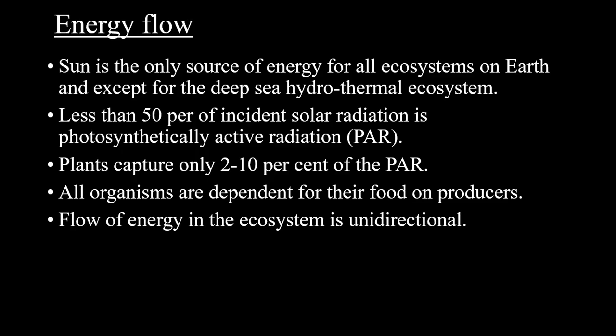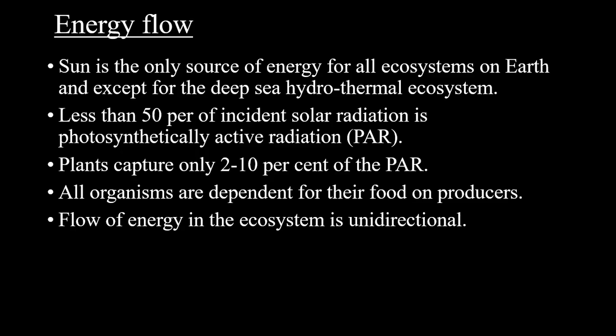Of the total PAR, only 2 to 10% can be captured by the plants. See, of the 50% which falls on the surface of the earth, only 50% is available for photosynthesis. Of this 50%, only 2 to 10% can be captured by the plants. So it is very important to know how this very small amount of solar energy which is captured by the plants flows through the different organisms of an ecosystem.